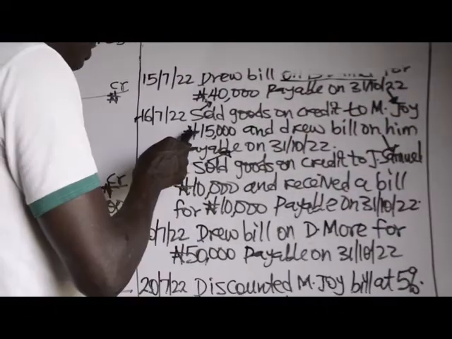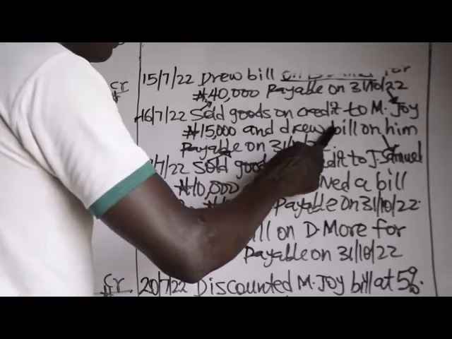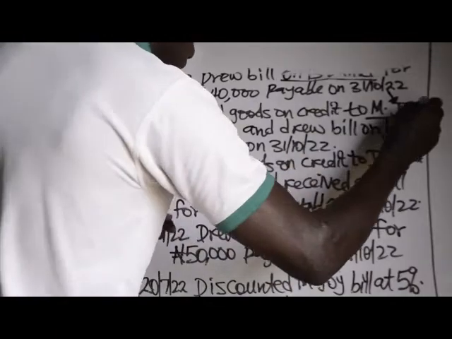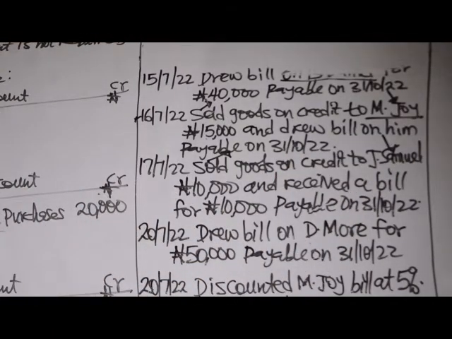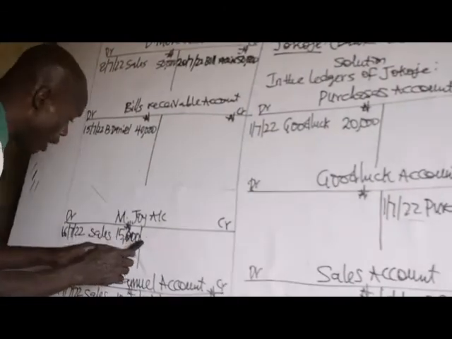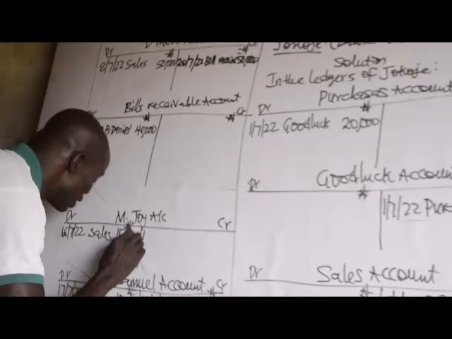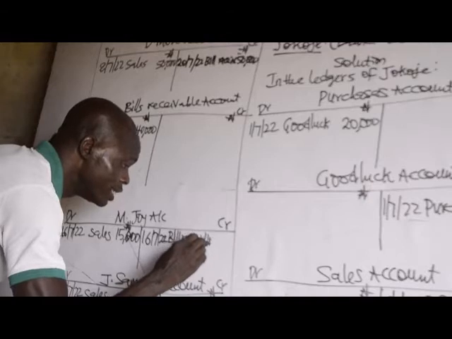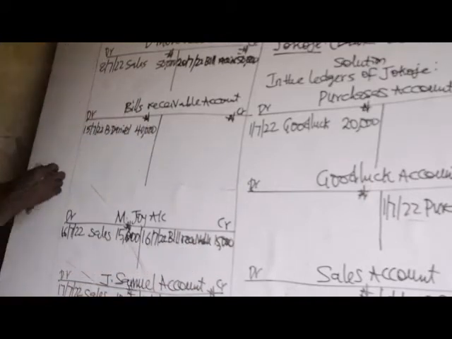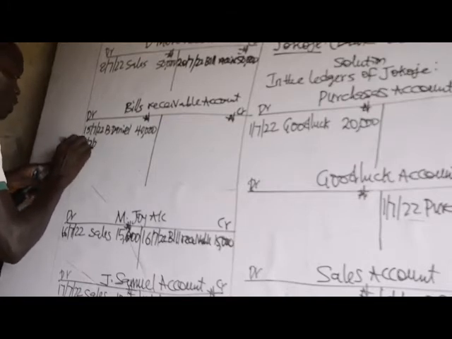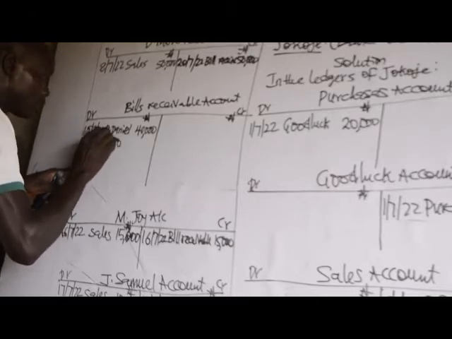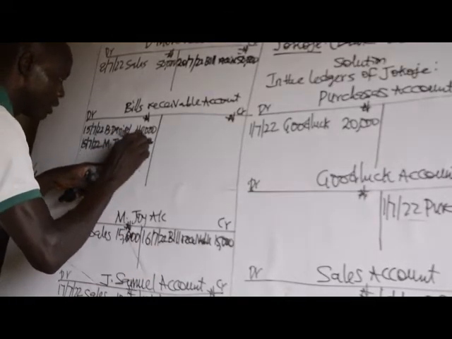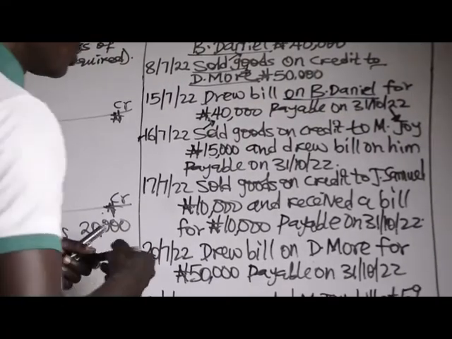Back to the question. On the same 16th of July, a bill payable on 31st of October 2022 was drawn on M. Joy as at that same date. In that case, the bill will be assumed to have discharged M. Joy's debt of 15,000. So we have 16th of July 2022, bills receivable, 15,000. Then we credit the M. Joy account, 15,000.